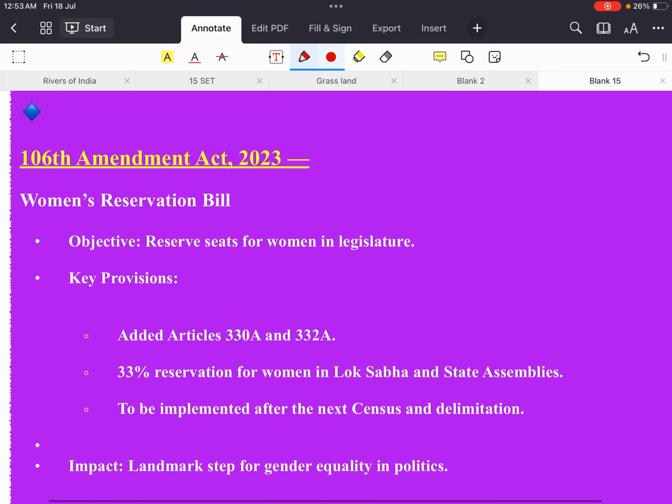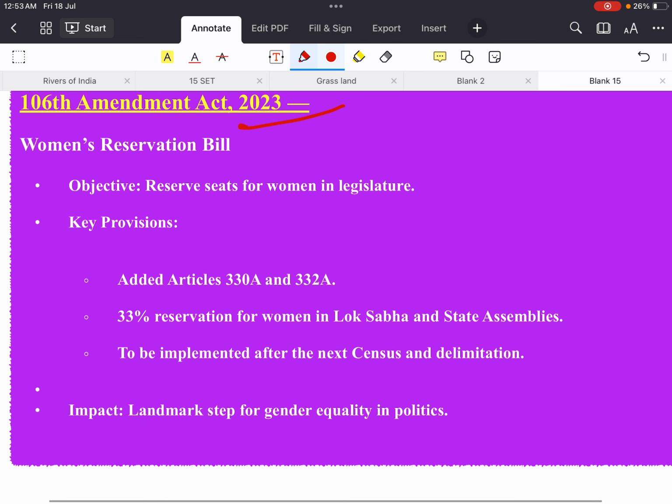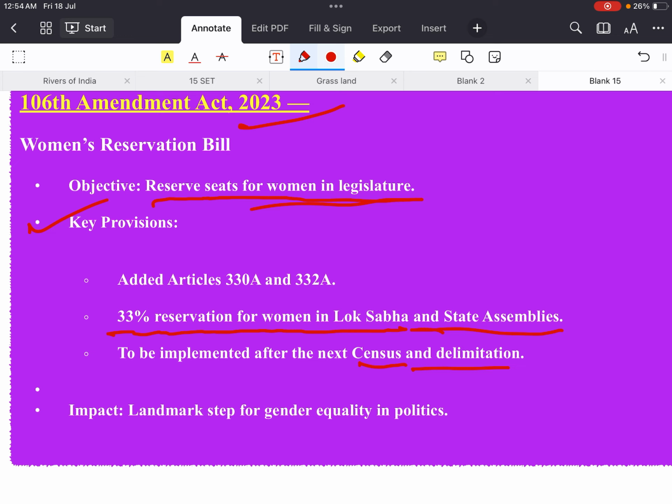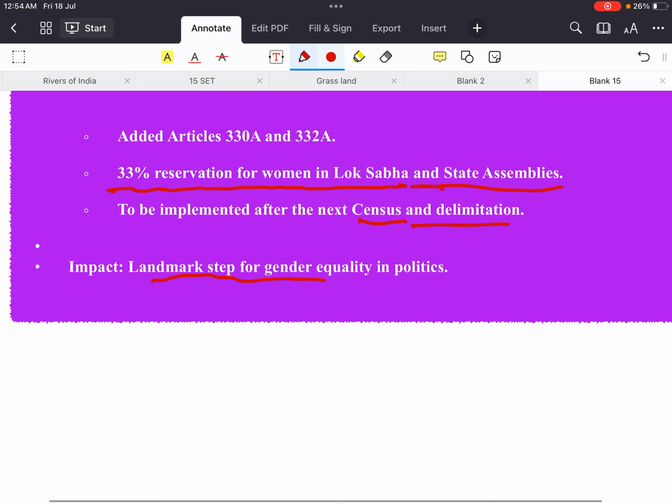106th Constitutional Amendment Act 2023, Women Reservation Bill. What was the objective? Reserve seats for women in the legislature. What were the key provisions? Added Articles 330A and 332A. What is the next provision? 33% reservation for women in Lok Sabha and State Assemblies, to be implemented after the next census and delimitation. What was the impact? Landmark step for gender equality in politics.